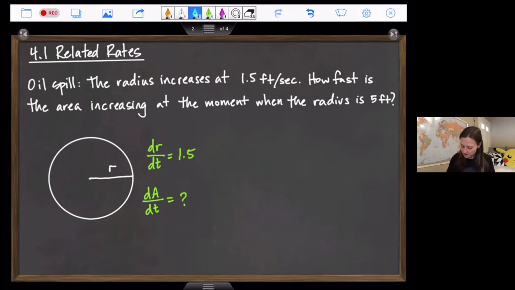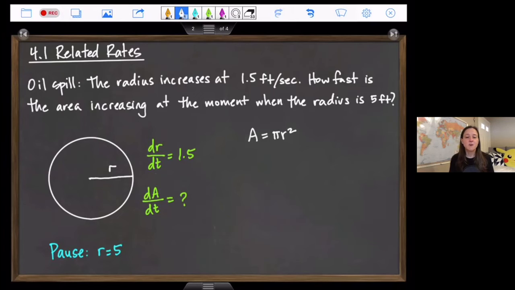So my pause button information is that r is equal to 5. The next thing we want to do is find an equation that relates all of the variables in the problem. And right now that's just the area and the radius. So we have a formula that involves the area and radius of a circle. We know that the area of a circle is equal to pi r squared. And that's going to be our equation that we're going to take the derivative of.